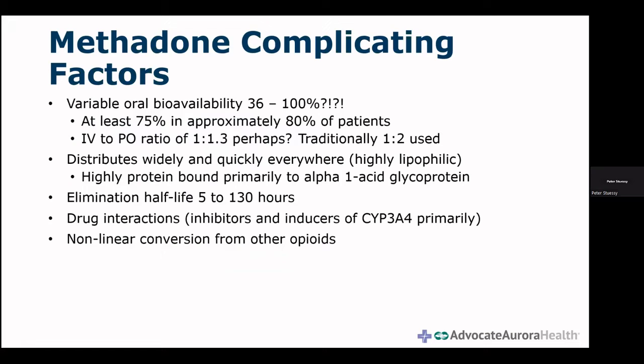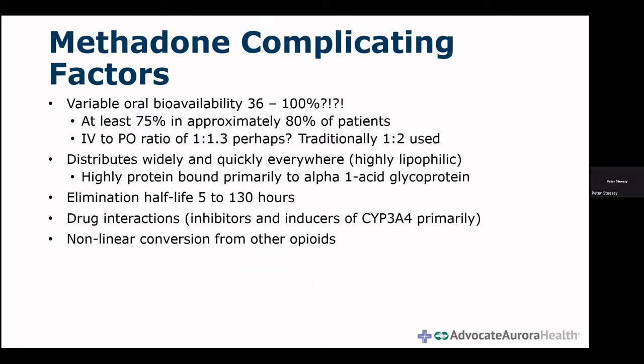All right, some of those factors that I said we brought up: variable bioavailability makes it a very interesting drug. What they have found in the literature is that most patients are around 80%. So the bulk of patients are around 80%, but then you have those outliers where some are a little higher, some are a little lower.